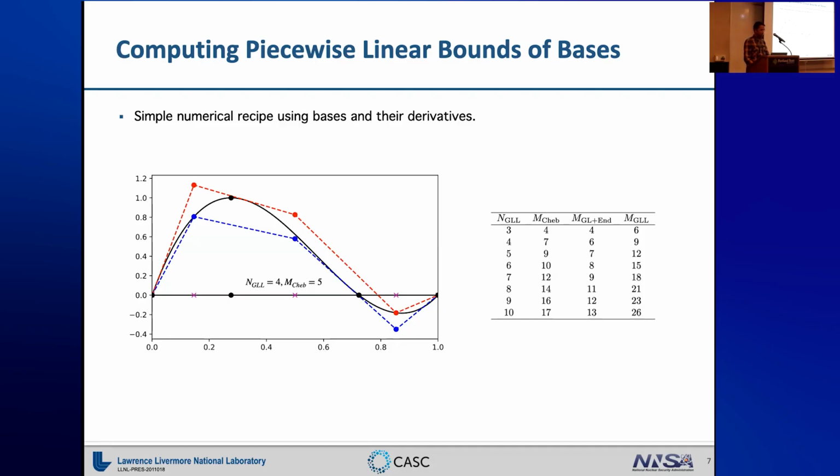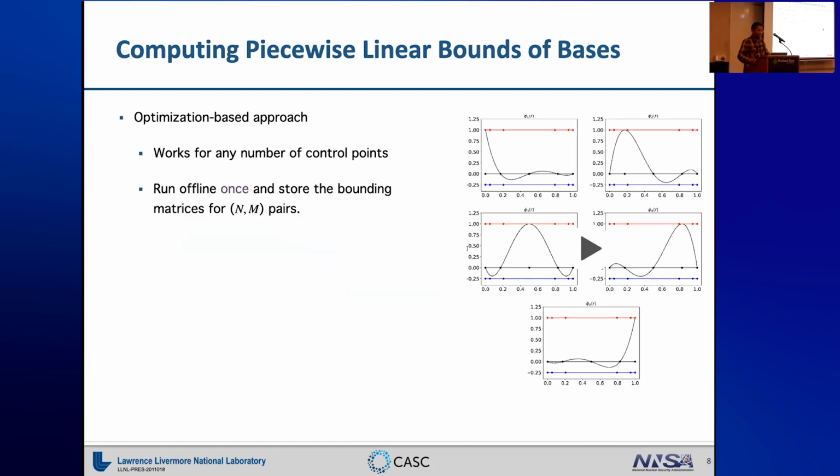Right. So this is one way to bound it, and I talk about this in detail in our paper. That's what I presented last year: general field evaluation in high order meshes on GPUs. A better way to do this is an optimization-based approach. Since we were trying to figure out what's the optimal set of control points, why don't we solve an optimization problem?